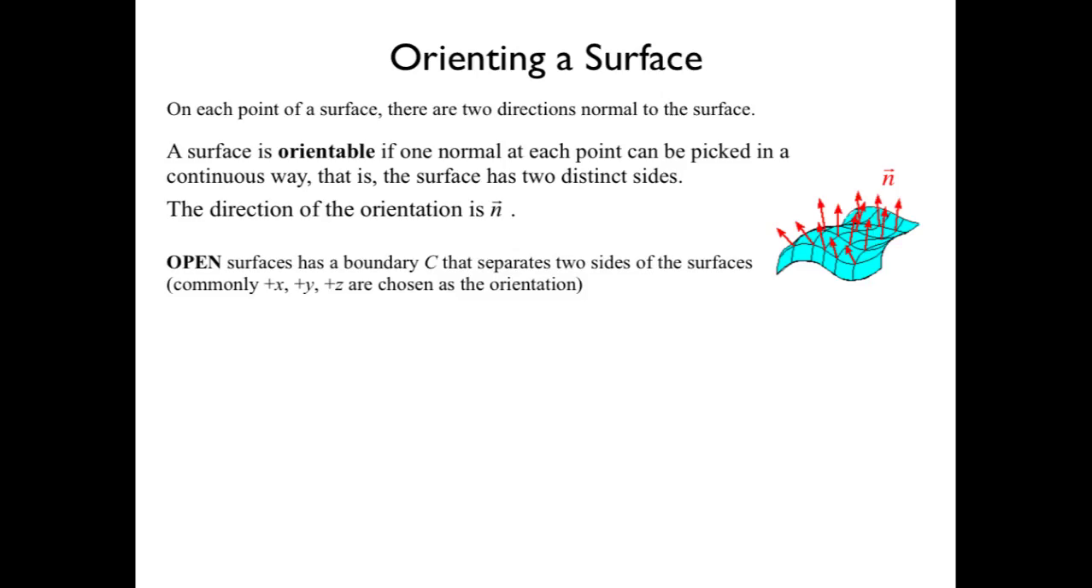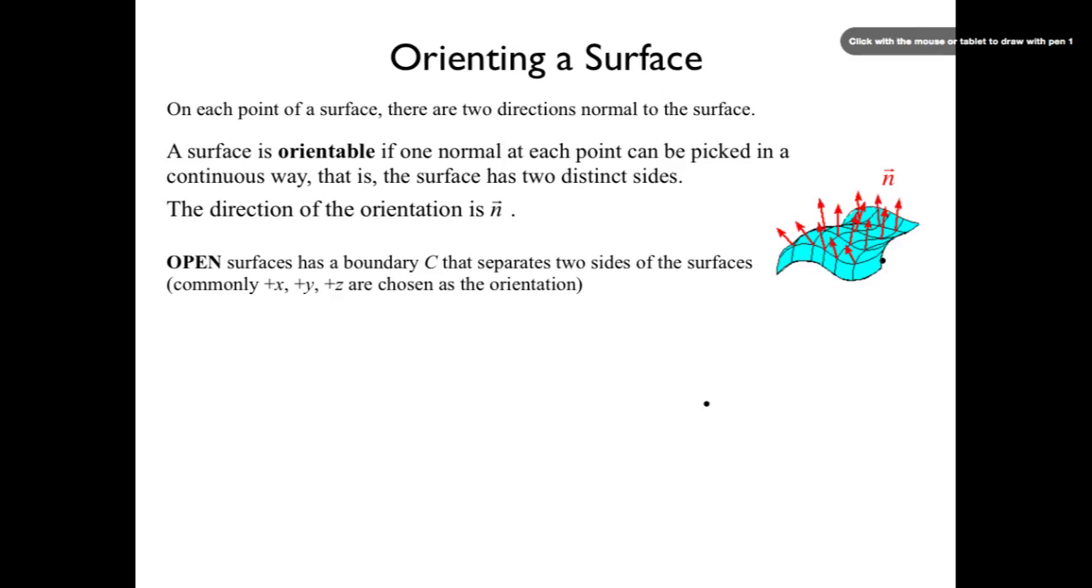So open surfaces have a boundary. What is the boundary between the two sides here? How would you describe the boundary? What kind of thing do you have to cross over to get from one side of the surface to the other? If you're an ant and you're walking around on one side, what does the ant have to do to get to the other side, which is like the bottom? Cross over the edge, right? So the edge is like C, right?